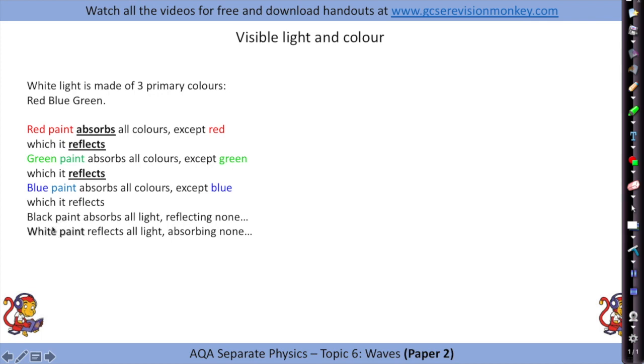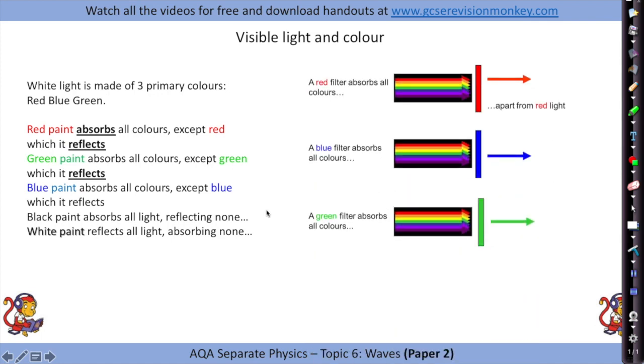Now, worth remembering this then, that black paint absorbs all of the colours and it reflects none of them. So the reason why things look black is because there's no reflected light coming from it. And white paint will reflect all light, so it will reflect the red, blue and the green, absorbing none of it.